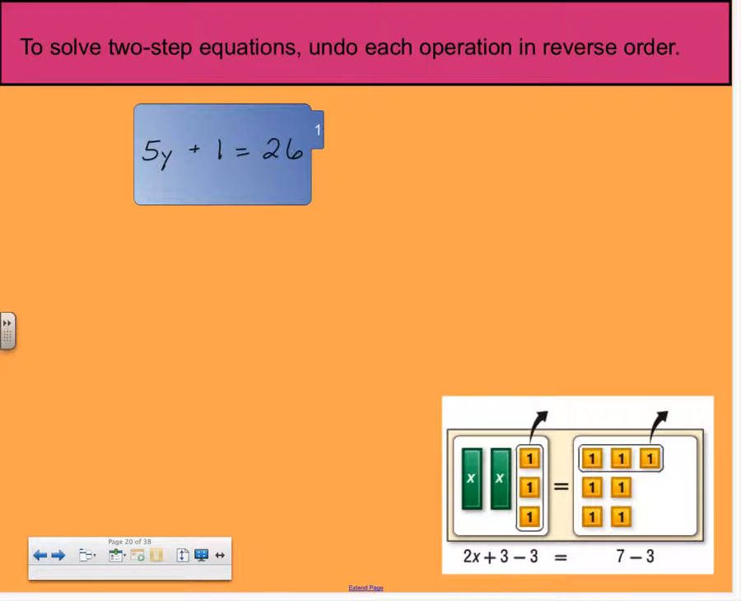All right, who wants to be brave? Emily, tell me what you said. All right, so we're going to take care of the addition. Very good. What's the opposite of addition, Trey? So what are you going to do first, Trey? Very good. Trey said to subtract 1 on both sides. Okay. We know that this will cancel out and leave me with just 5y. 26 minus 1 is what? 25. Very good.